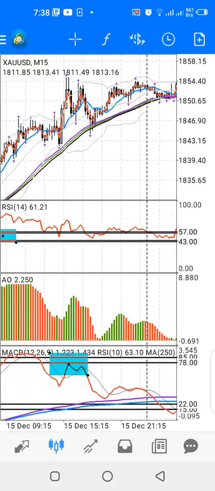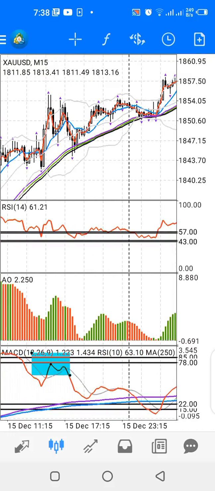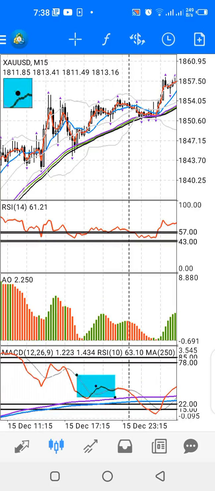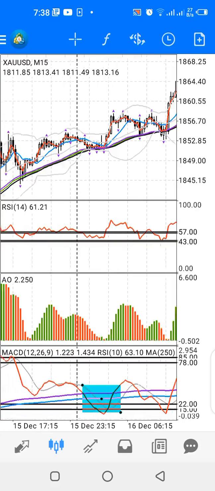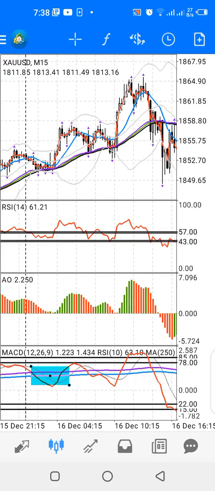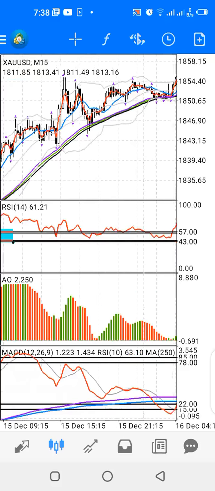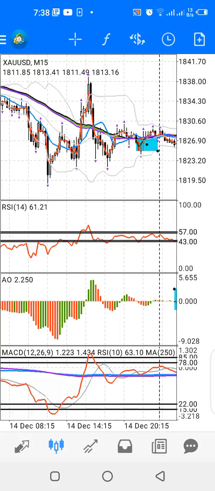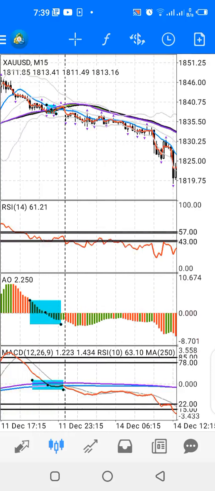Continues up until you have more like a confirmation around here, but it didn't last. Let's see. Okay, eventually price came down after a break of the confirmation zone. All right, so that's basically how to use indicator window 3.